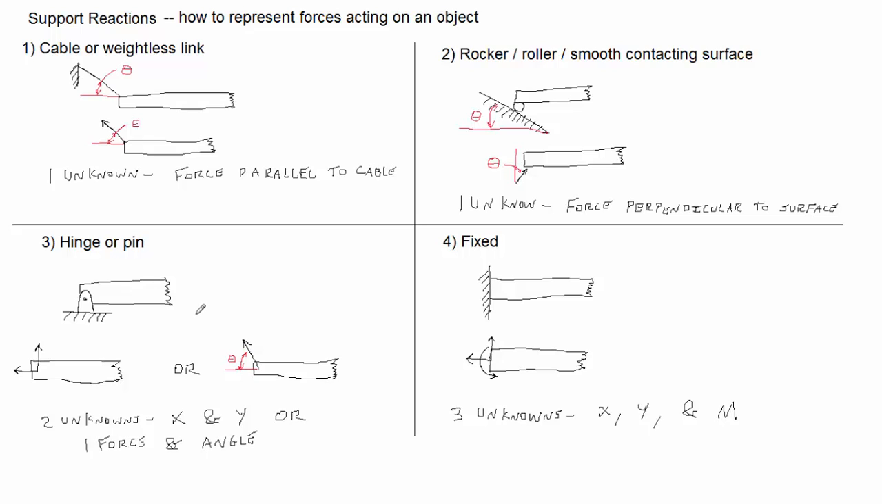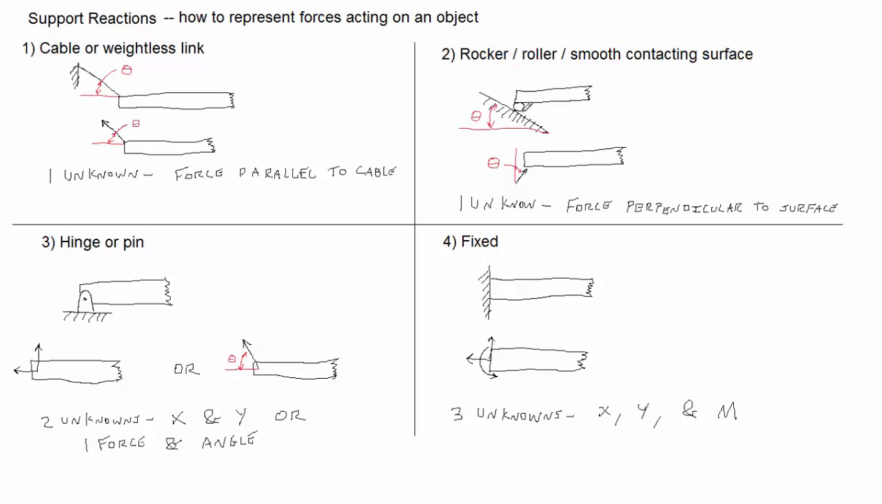So when you look at your support reactions, you need to think about the number of constraints placed on the system. For example, a cable or a weightless link, if we were to tug on this bar, we'd be able to move it left and right, up and down. We'd be able to try to turn it. The only thing we wouldn't be able to do is pull it away from this point. We couldn't make the cable any longer. So there's one unknown there.